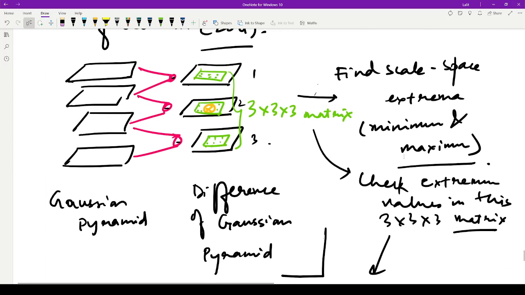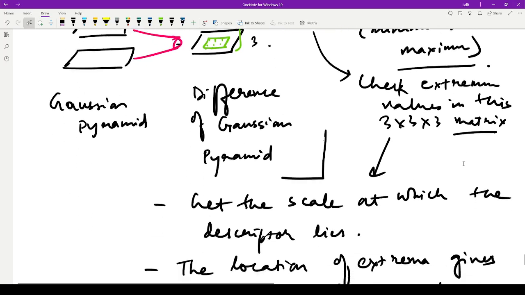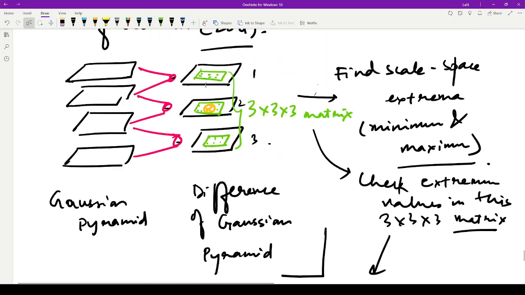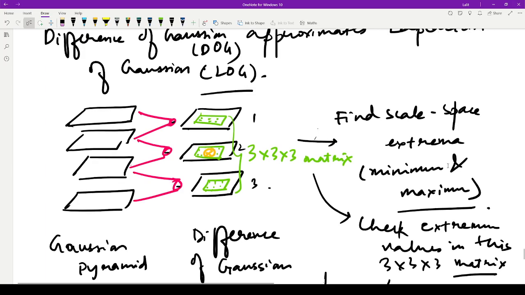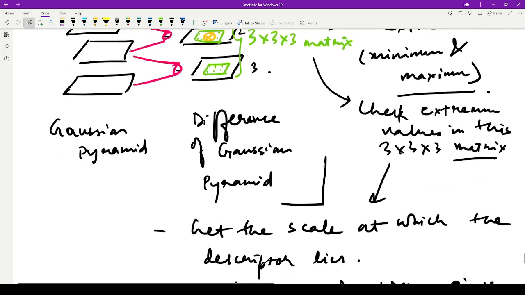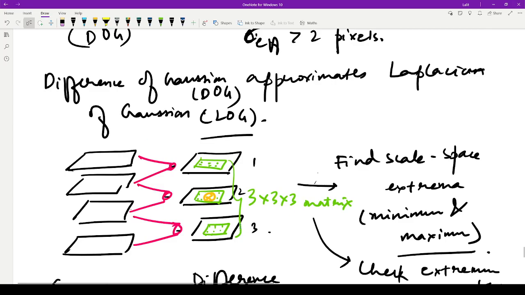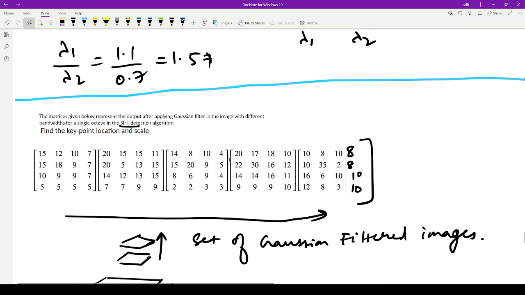So why are you checking both minimum and maximum? Because in terms of magnitude, one can be higher and one can be very low. So ultimately, you have to get the maximum magnitude. You'll not really check for minimum and maximum as such, but maximum magnitude wherever it lies, you get the scale at which that maximum magnitude lies and the location at which it lies, and that's it. That's how you get the key point location and descriptor.